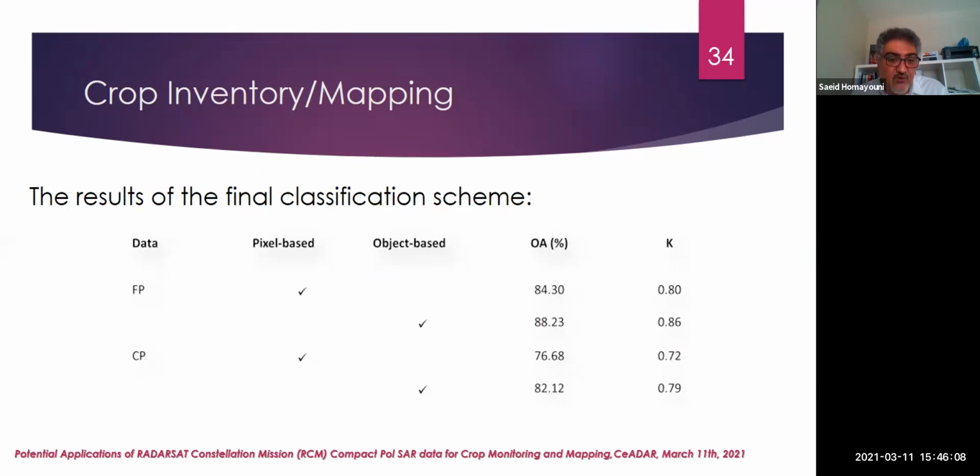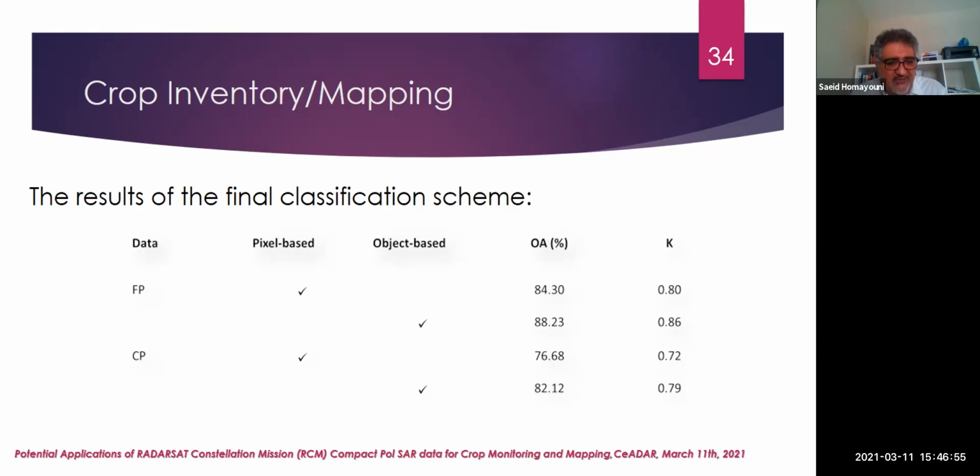And as you can see, for full polarimetric data with pixel based, we got 84, but using object based, we could increase the accuracy up to 88. And as a rule of thumb, Agriculture Canada thinks that if you provide them a kind of crop map with 85%, it is still usable for lots of applications, for crop inventory, for yield estimation, yield monitoring, and helping the managers or politicians to have a good insight about the agriculture production at the end of season.